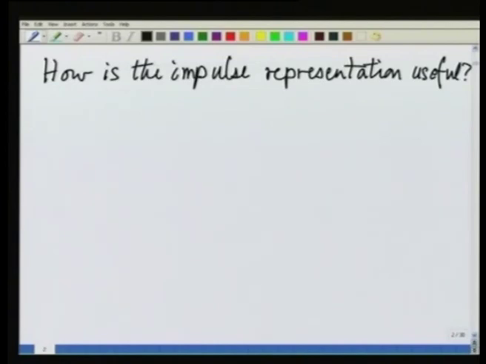In order to get the answer to this question, let us first see, we have a system. Let us say we have an LTI system. Let this system be generally unknown to us. We do not know what output it produces for particular inputs.